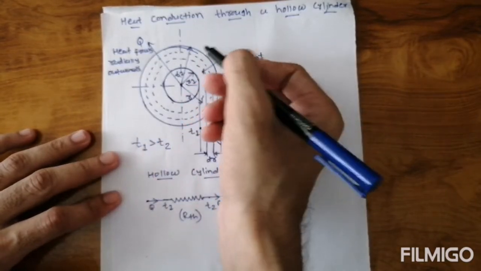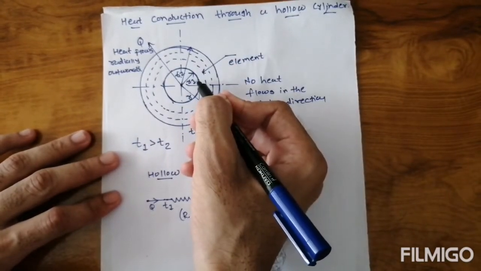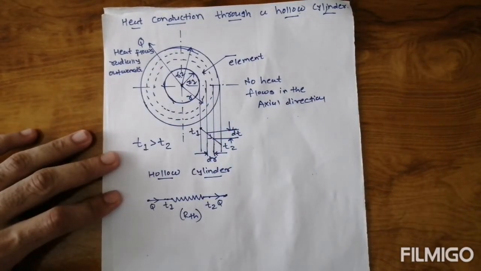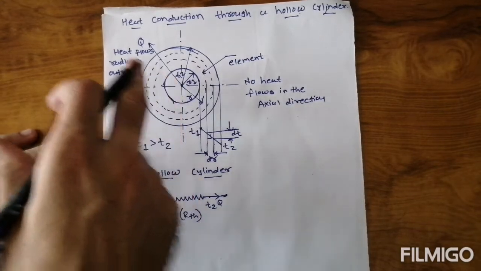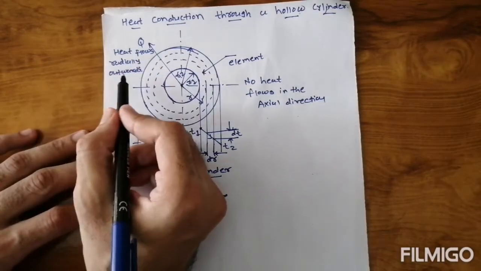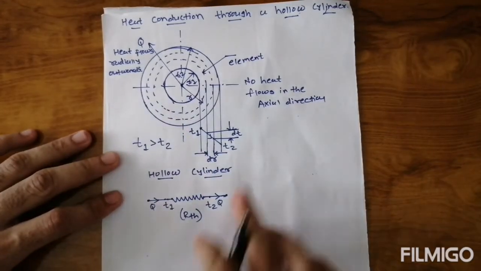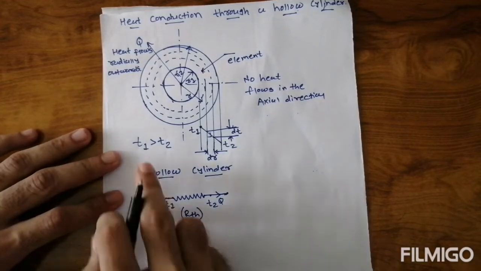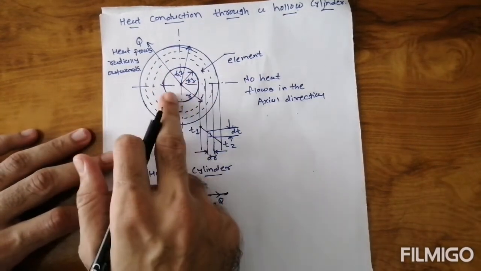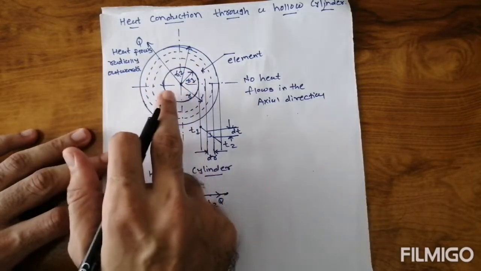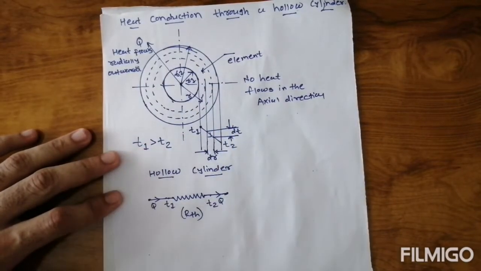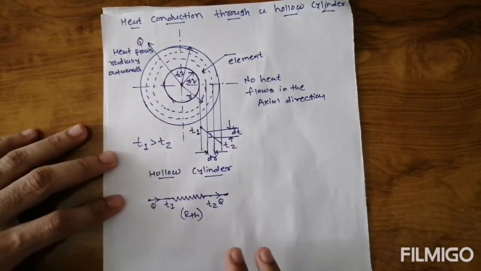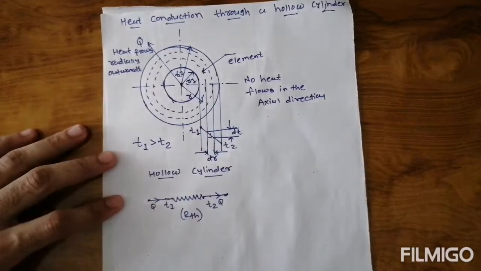If the outside temperature were high and the inside temperature low, heat would flow radially inward, from outside to inside. But here we consider heat flow from inside to outside, radially outward. We do not consider axial heat flow, so there is no heat flow in the axial direction. T1 is greater than T2, because the inside temperature T1 is high and the outside temperature T2 is low. Clear? That is your hollow cylinder, with constant thermal conductivity K throughout the material.